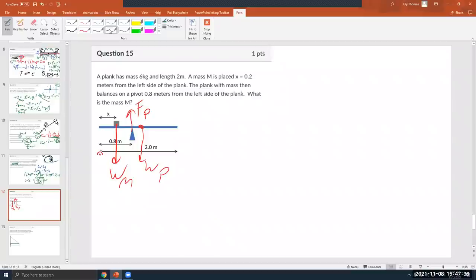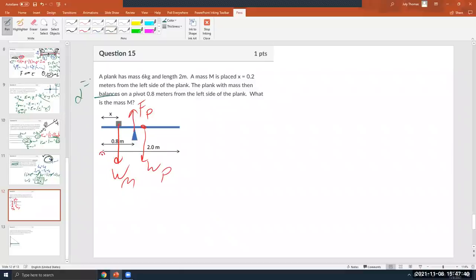Now I have forces. This thing is going to balance. So when it balances, that means that alpha is equal to zero. That's very important. We're in static equilibrium. We could do the sum of the forces. That would actually be very quick to do in your head. Sum of the forces in the y direction means that the force of the pivot is equal to the two weights. That doesn't really tell us a whole lot.